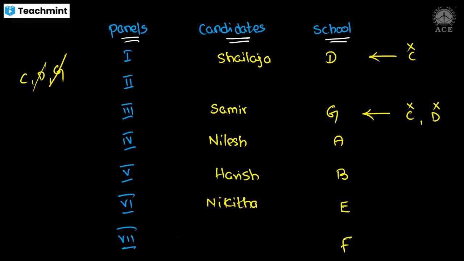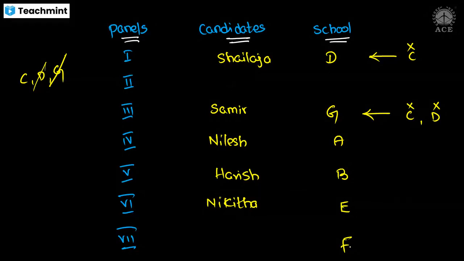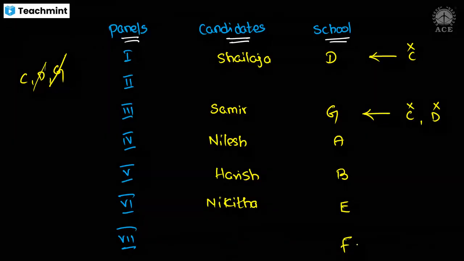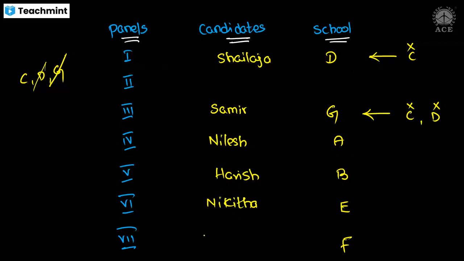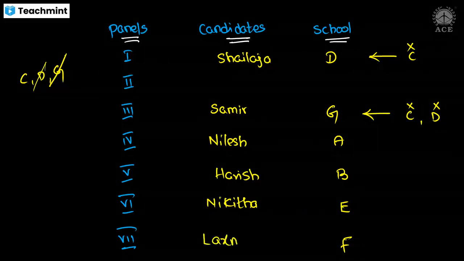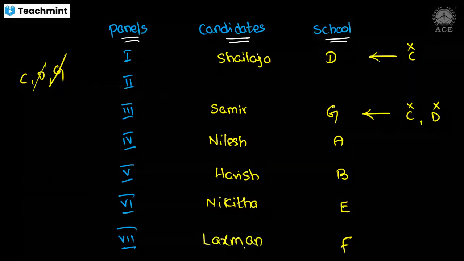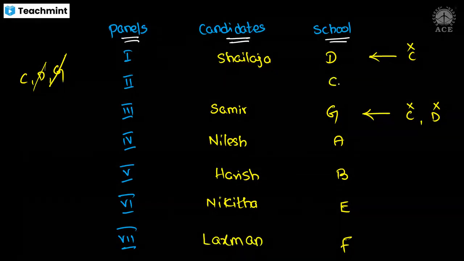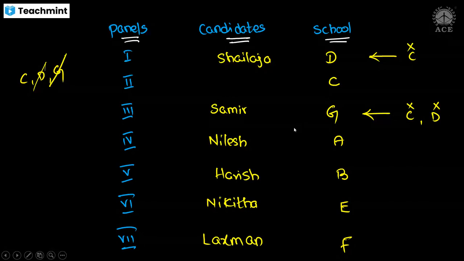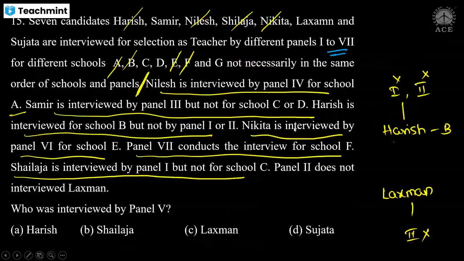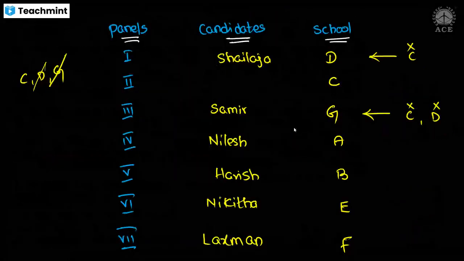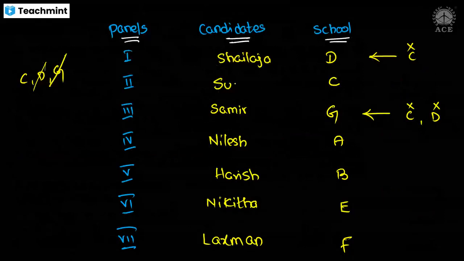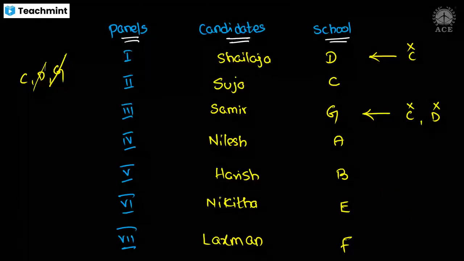Okay. Then we have only 2 slots. For this slot, school is already assigned. Next, Lakshman is not by panel 2, so Lakshman will come here. Lakshman should be here, school C here. And one person left over, Sujata. So Sujata for school C and interviewed by panel 2.